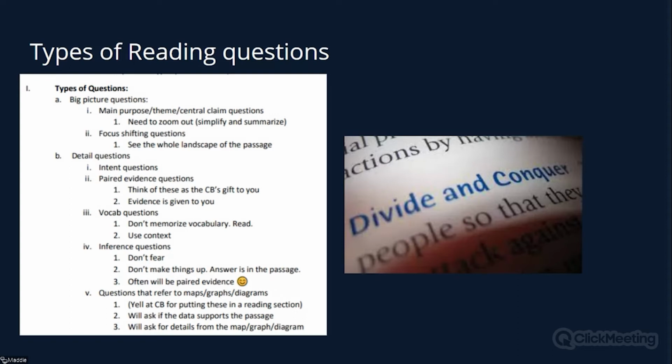With these ones, they're going to ask you for data that supports the passage. So they might say, like, does the data in this graph support the passage or does it not, or stuff like that. They're going to ask you for details from it too. So just be able to read maps, graphs, and diagrams.